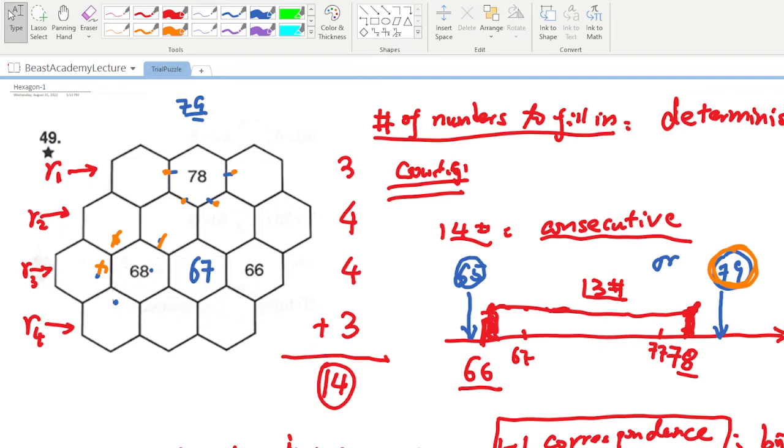Why? Yeah, we need to add a 65, right? We already eliminated 79, for the reason I already gave you. So now you know this is not possible. So the only possible way is 65.